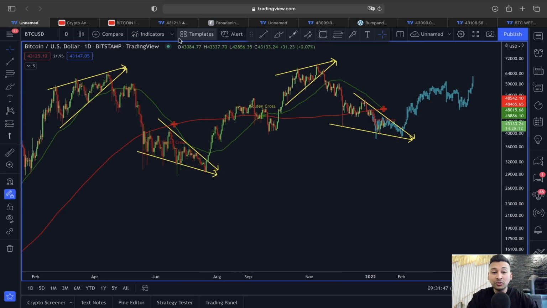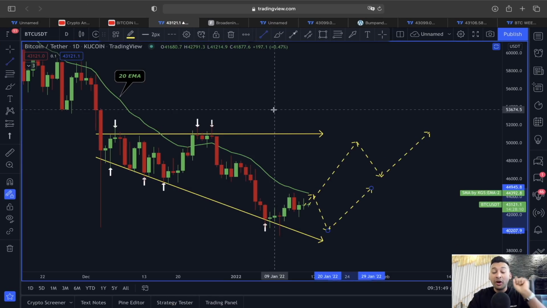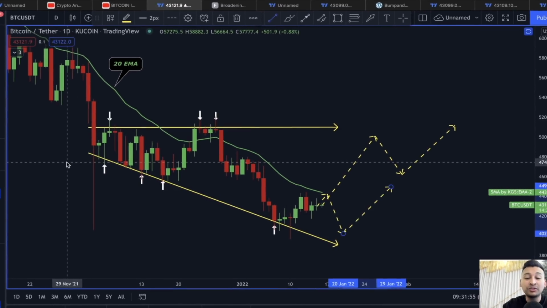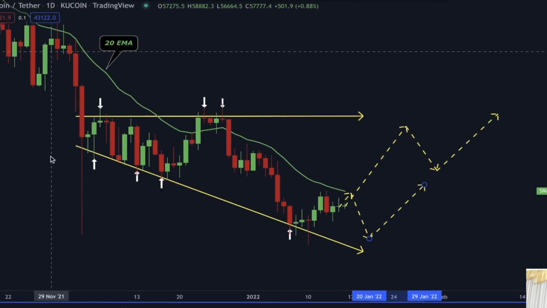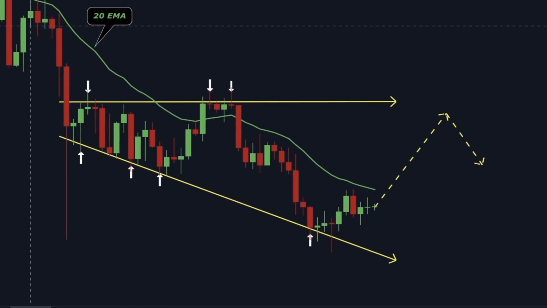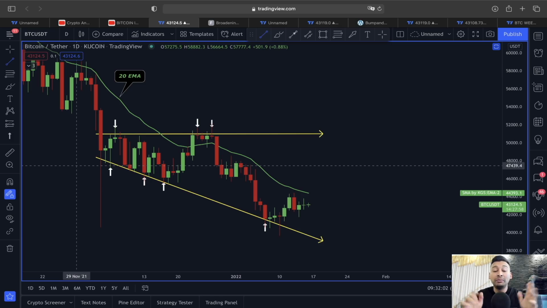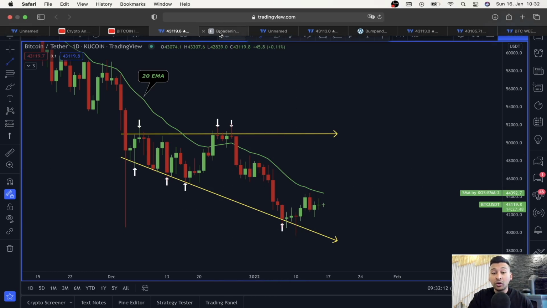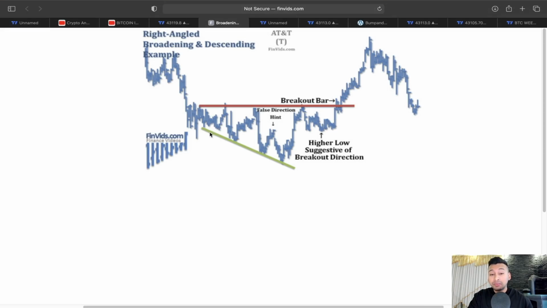And not just this one here, guys, if you are also aware, in my previous videos I have talked about many different scenarios, but this one is still one of the very valid scenarios which we can still look at. Why? Because if we look at this right angle broadening wedge, right now we are finding support at this lower line area. And according to this example, as you can see, price finding support at the lower line area could see some sort of a relief rally.